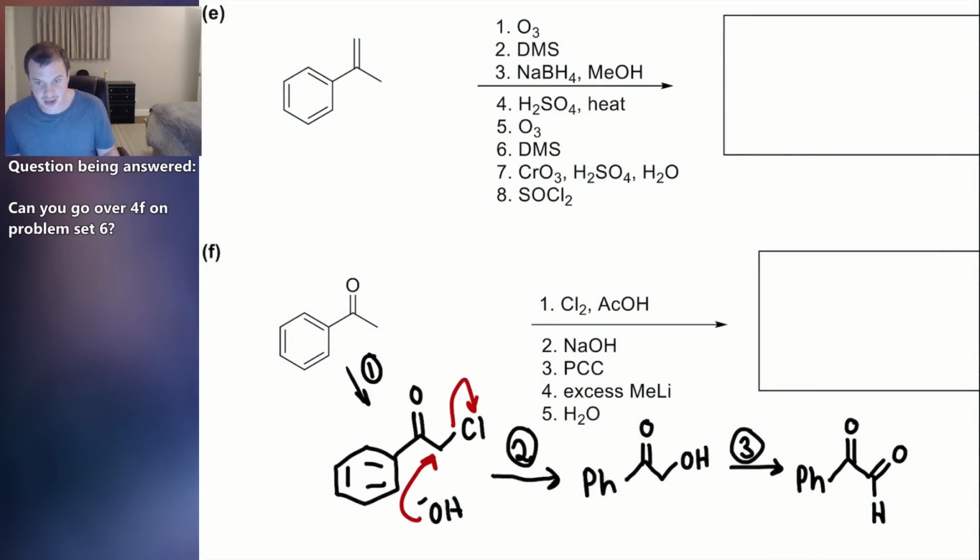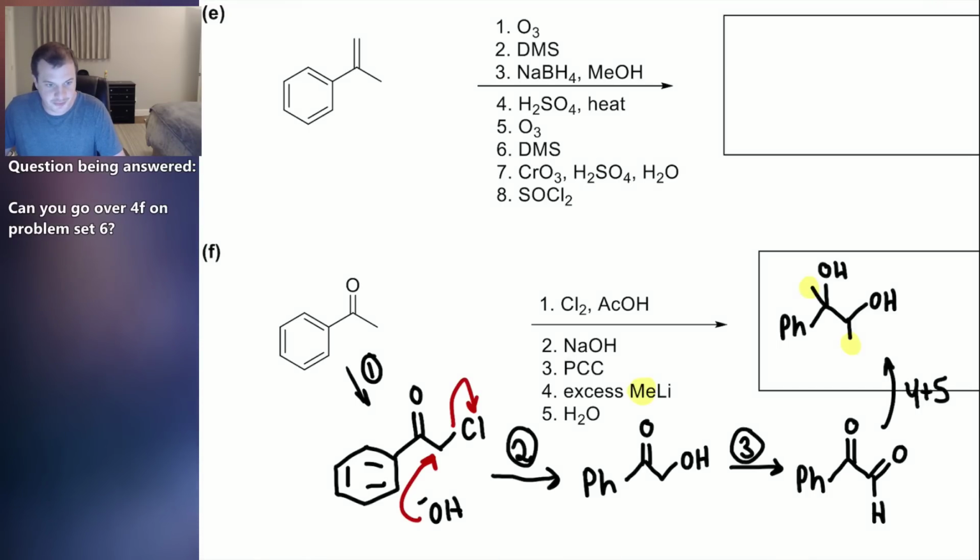Okay, and then we're going to treat that with excess methyl lithium and H2O. And so that's going to add methyl groups to both of those carbonyls, and then on workup we're going to protonate. Okay, so hopefully that clears up that problem there. And so remember that the methyls from the methyl lithium are being added here and here. These are the two new methyl groups.